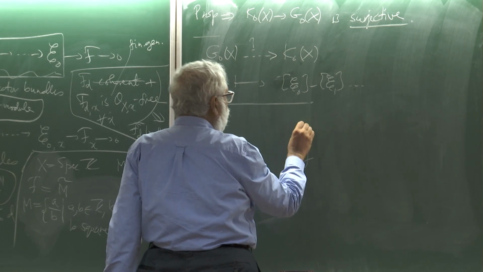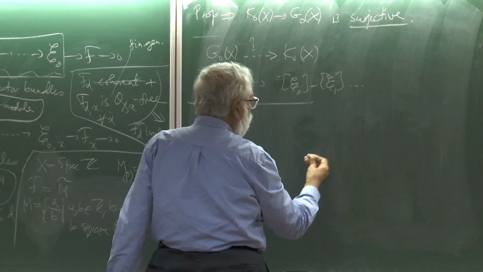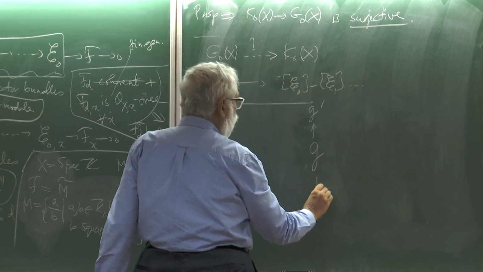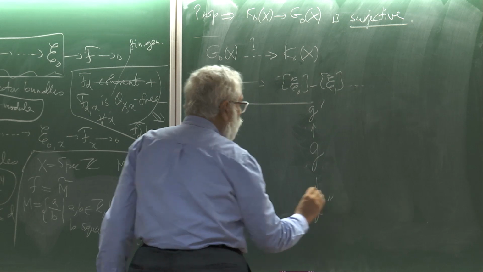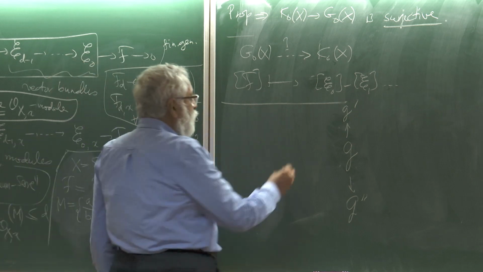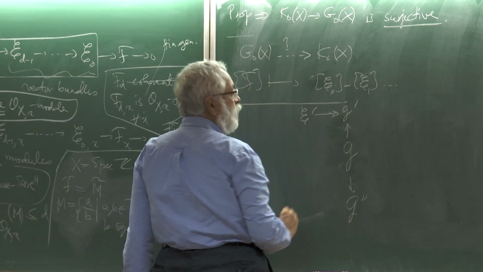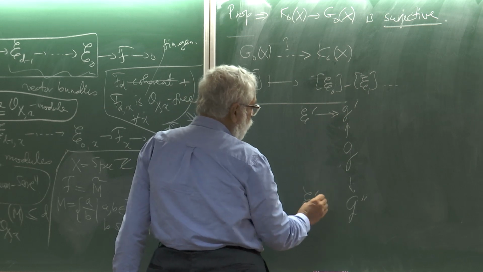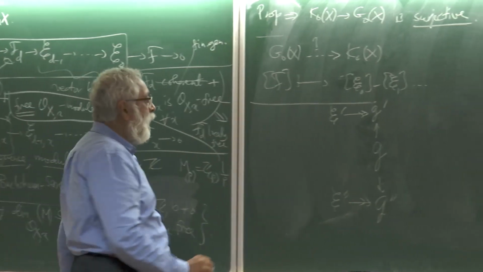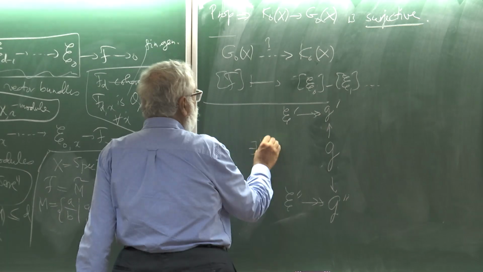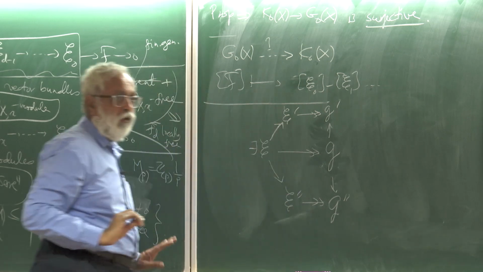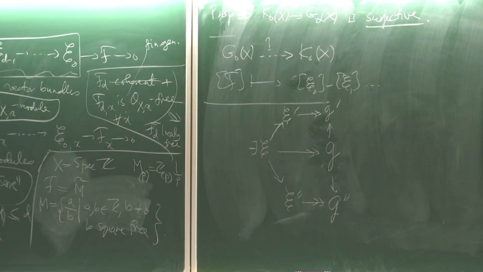Suppose I have a coherent sheaf G and maps to G prime and G double prime. And suppose I have E prime to G prime surjective and E double prime to G double prime surjective. Suppose this data is given to me. Then I claim there exists E with a surjection and maps to both of them. So let's convince ourselves this elementary statement is correct.